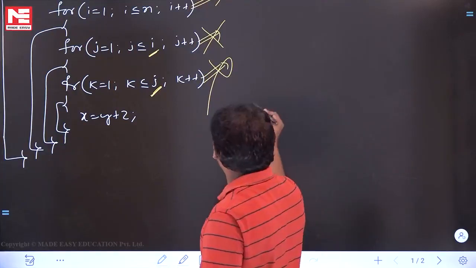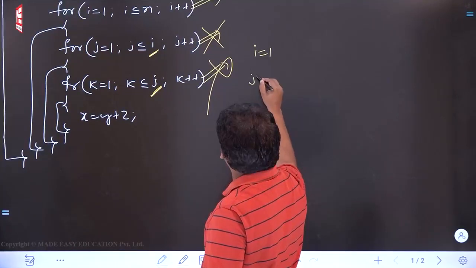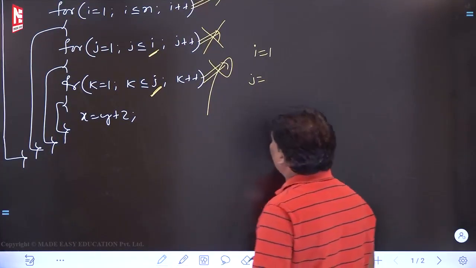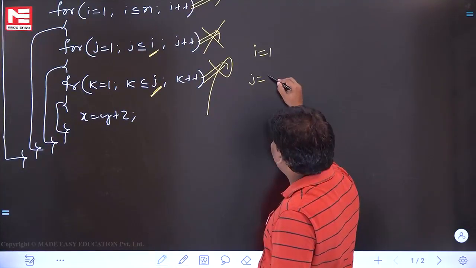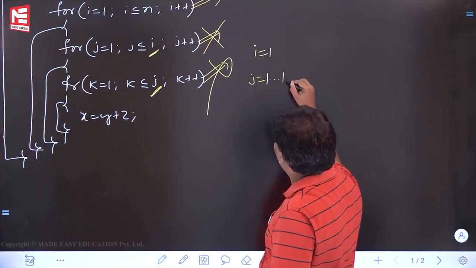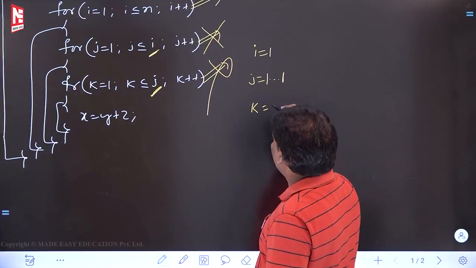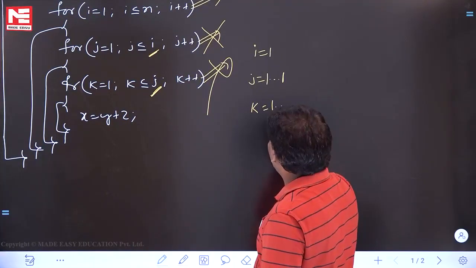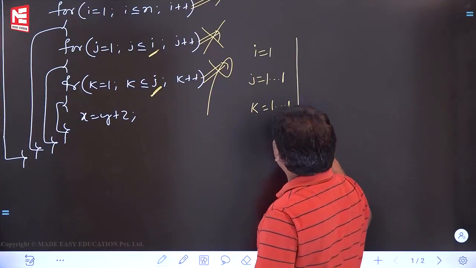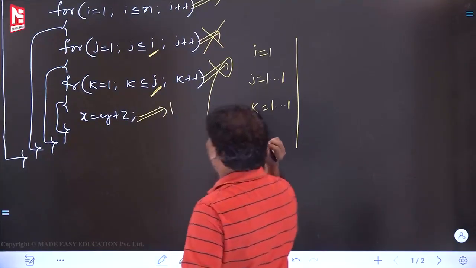Let's see this one. I'm starting to do it manually. I is equal to 1. What about the J loop? J loop is 1 to I. I value is 1 only. 1 to 1 means 1 time only. J loop is 1 time. K loop is going to be 1 to J. J is 1 only. So 1 to 1. So finally, for I equal to 1, this statement will execute 1 time only.